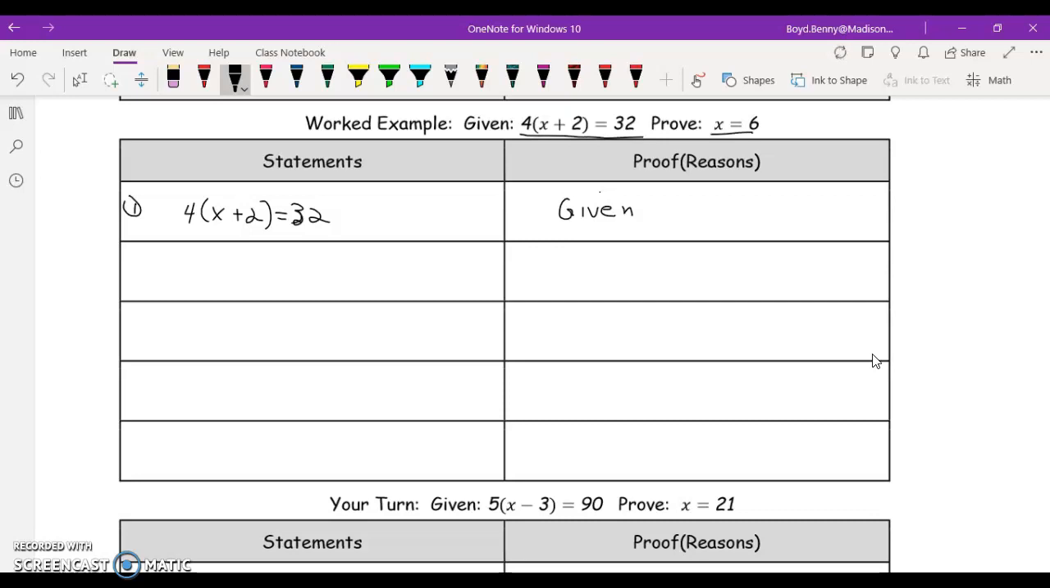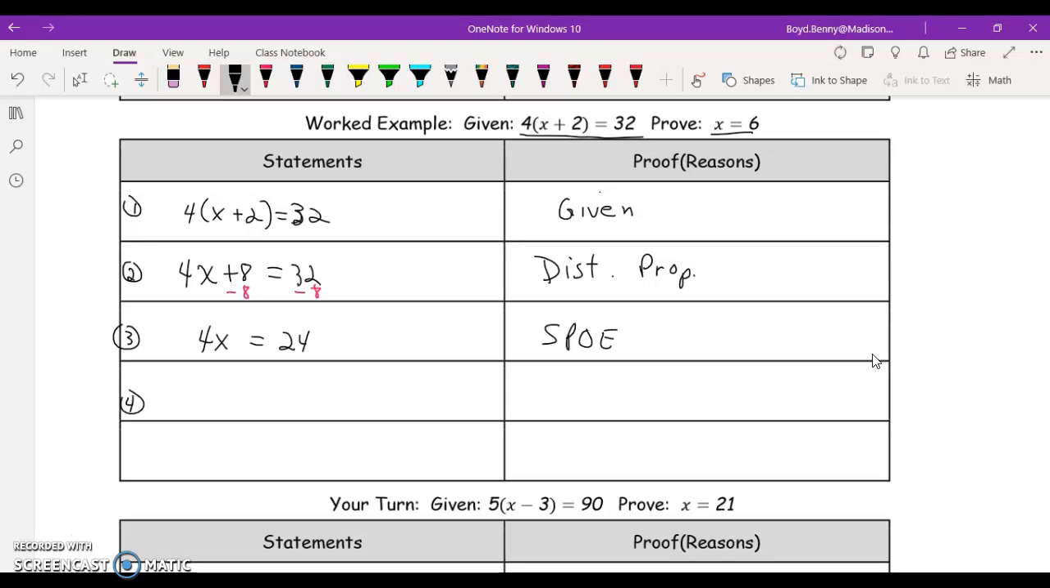I'm asked to prove that x equals 6. Step 2, I would have 4x plus 8 equals 32. What property did I use to go from step 1 to step 2? Well, I used the distributive property. Okay, moving right along, I see that I need to subtract 8 from both sides to solve this equation. So on line 3, I would have 4x equals 24. What property did I use? I used the subtraction property of equality.